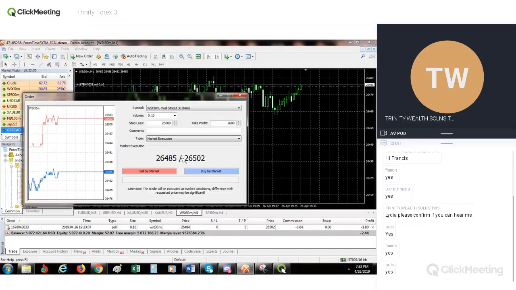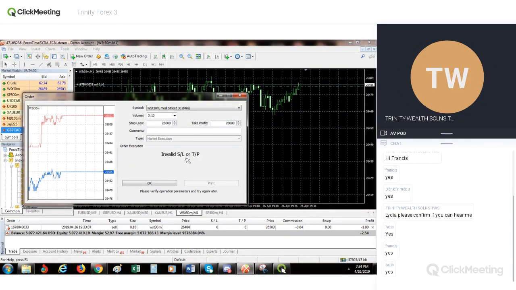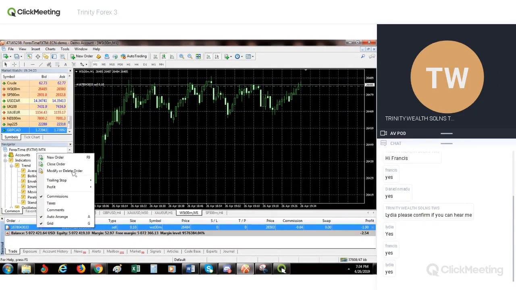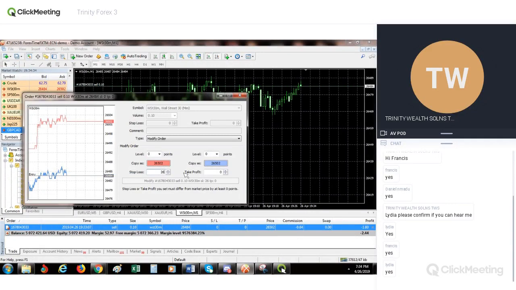So I will click sell. Mine will refuse, invalid, because I'm on ECN accounts. With ECN you have to modify later. But if you're on standard or ECN 0, it doesn't make any difference. They are all the same. So in my case, once I sell without putting the stop loss and take profit, I come and click on my order, then I right click and say modify. Now it allows me to put my stop loss, 26,600, and my take profit as 26,000. Then I say okay.